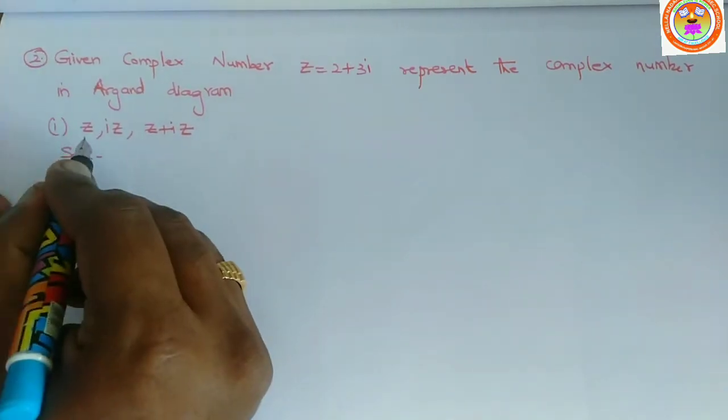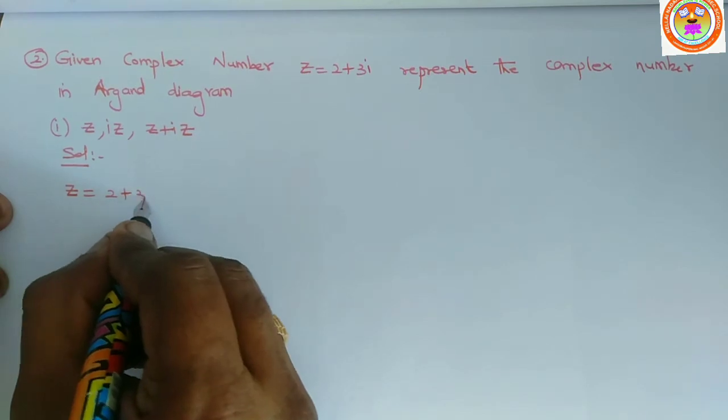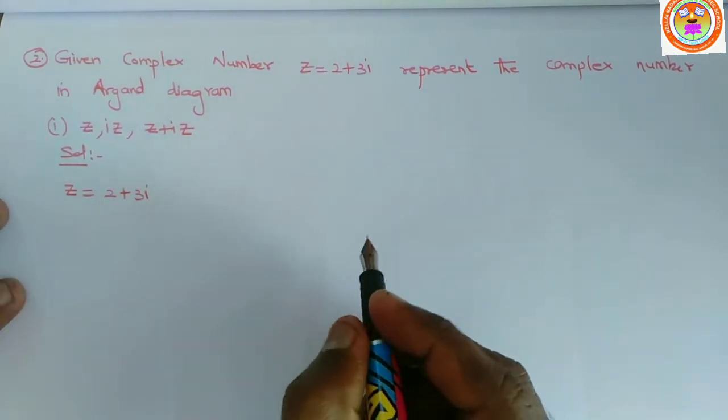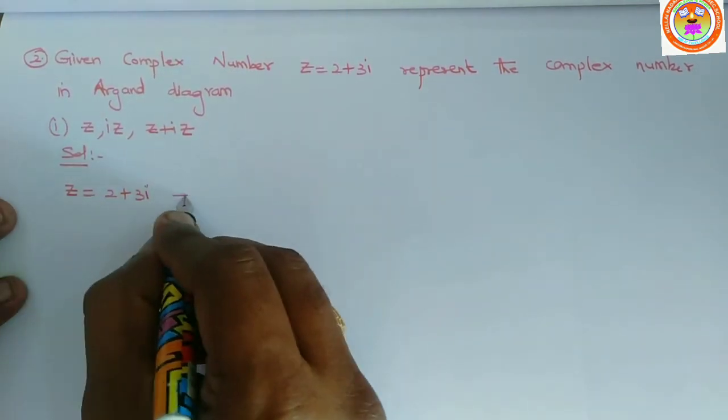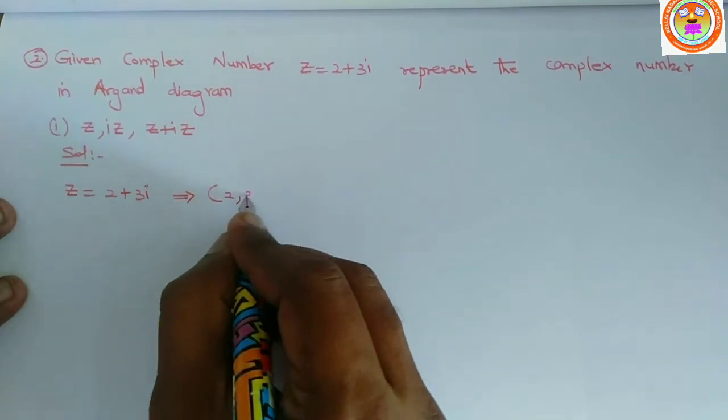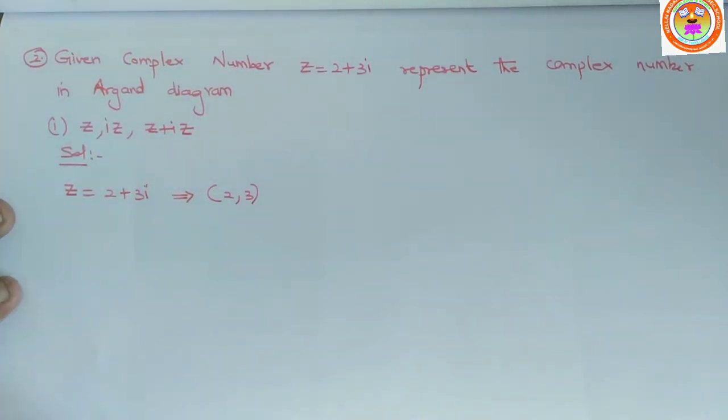What is z? z is nothing but 2 plus 3i. So we can write the point as 2 comma 3. We can represent the point 2 comma 3.